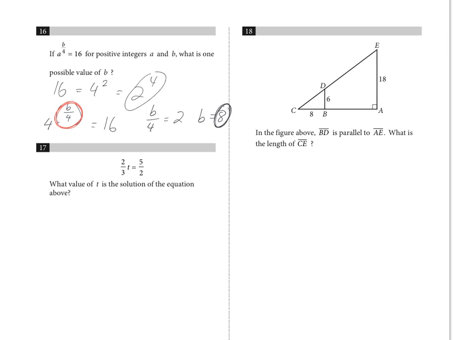If you use this one here, then you would have 2 to the power of B over 4, and this B over 4 would have to equal 4, and in that case, B would equal 16, so you could grid that in as well. Both answers would be right.